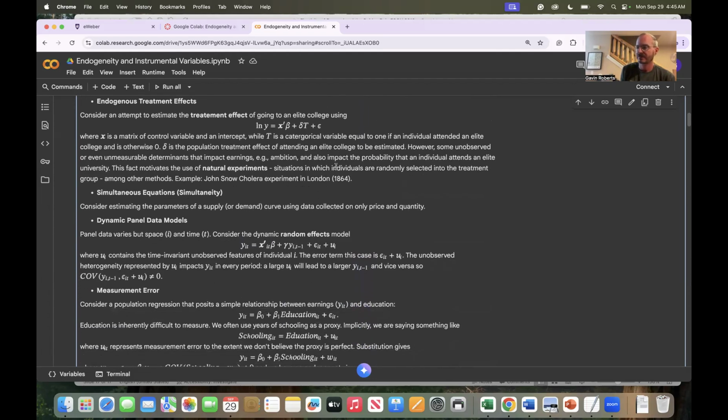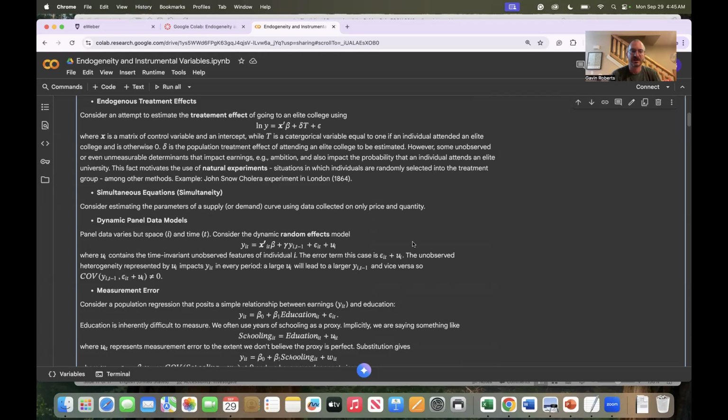Now, a big one that comes up that can often be related to omitted variables is endogenous treatment effects. So consider an attempt to estimate the treatment effect of going to an elite college, for example, where X is the matrix of control variables and an intercept, and T is a categorical variable, 0 or 1, equal to 1 if an individual attended an elite college, and 0 otherwise. Delta is referred to as the population treatment effect. That's what we want to estimate, the effect of going to an elite college.